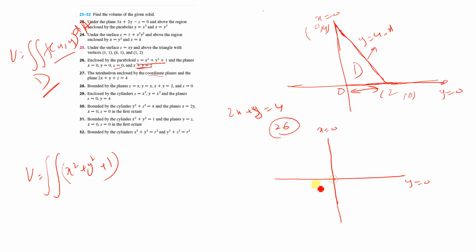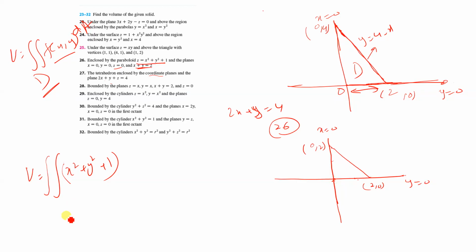So let's draw this, x plus y is equal to 2. Its intercepts: when y is equal to 0, x is equal to 2, so this is the point (2, 0). And when x is 0, y is again 2, so this is the point (0, 2). And let's join the points. Okay, so this is the region.